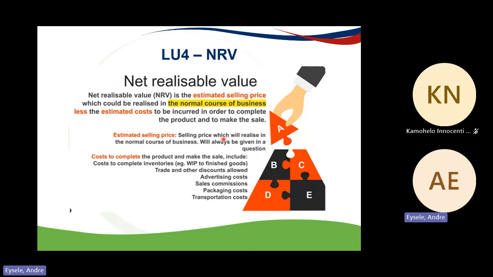The selling price which will be realized in the normal course of business will always be given in a question. The costs to complete the product and make the sale include costs to complete inventories, trade discounts allowed, advertising costs, selling commission, packaging costs and transportation costs. Remember, this is entity specific, and it's not the fair value of the market for that product. It's the most reliable evidence, which is the estimated selling price.